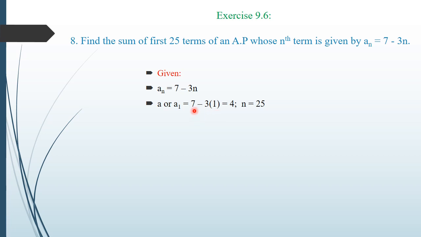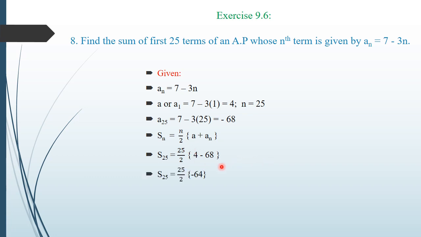The first term I can calculate as 7 minus 3 into 1, that is going to give me the answer 4, and n we know, that is 25, and the nth term, that is the 25th term, I can get as 7 minus 3 into 25, which will give me minus 68. Substituting all the values in this formula, Sn equal to n by 2 into (a plus an), 25 by 2 into (4 minus 68). Simplifying this, 25 by 2 I'll keep as it is. 4 minus 68 will give me minus 64. Cancelling out this 64 by 2, I'll get minus 32. Therefore, the sum of 25 terms of this AP is going to be minus 800.